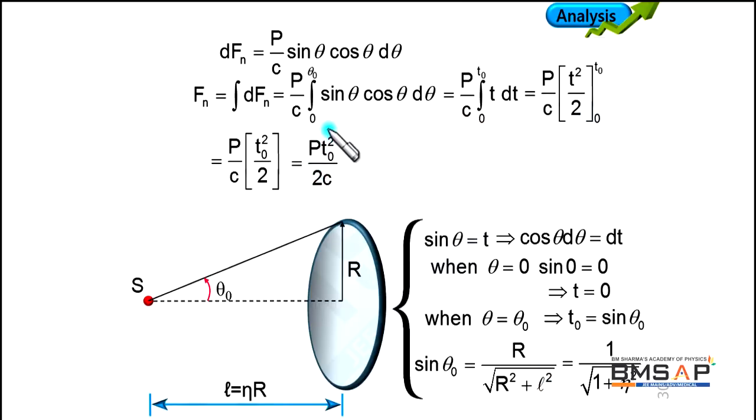Now we can substitute the value of t naught equal to sin theta naught. So this result will be equal to P divided by 2C sin square theta naught, and sin theta naught equal to 1 divided by under root 1 plus eta square. So after substituting this value, this is equal to P divided by 2C multiplied by 1 divided by 1 plus eta square. This is the final value. This is the force exerted by radiation on the plate. Okay.